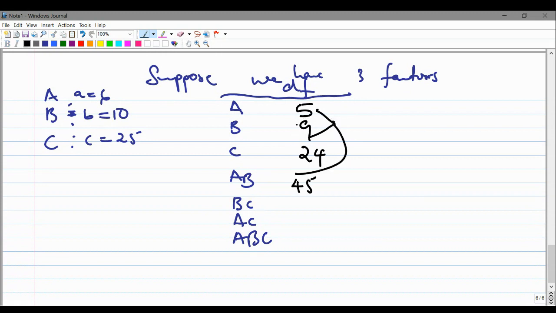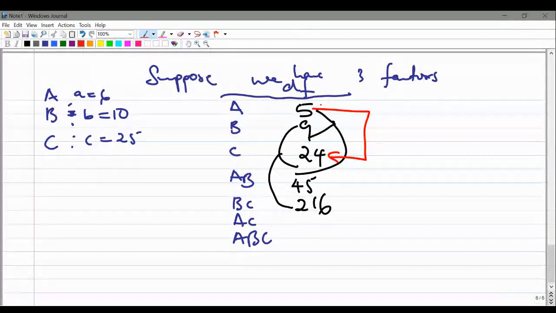45. B and C, write the value here. 9 by 24, right? 216. AC, A and C. So you multiply the degrees of freedom of A and the degrees of freedom of C. 120. And then ABC, it means now you multiply the 3, right? And then write the value here. 1080.